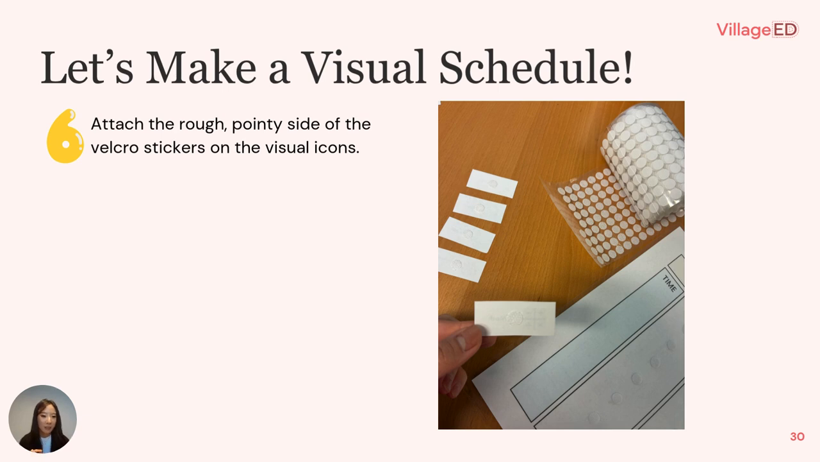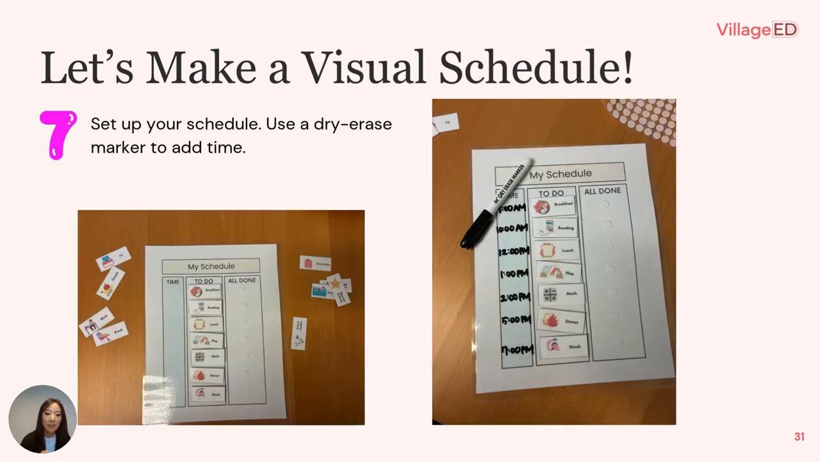Step 6, attach the rough pointy side, the other side of the Velcro sticker, on the visual icons. And step 7, set up your schedule and use a dry erase marker to add time. What's really great about these laminating sheets is that you can use a dry erase marker and use it as a whiteboard. So you can put all the time on there, and if anything changes, you can erase and rewrite. So go ahead and purchase a dry erase marker, or if you have one, use it to include any time or other information on the visual schedule.